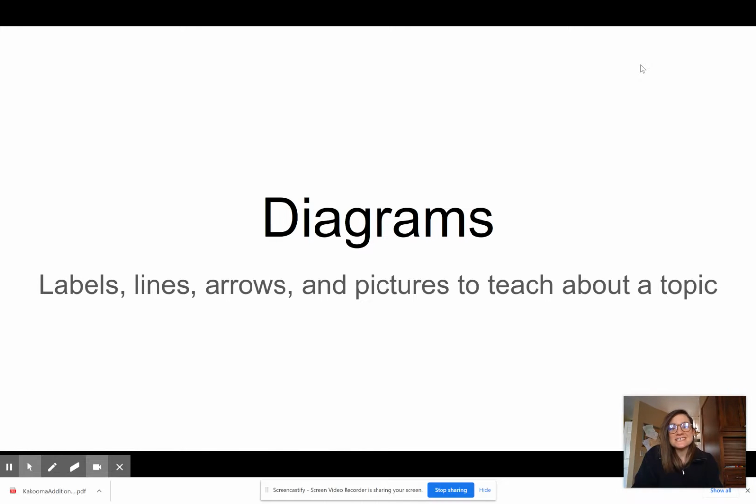All right, readers, today I'm going to talk to you about one more text feature, and the name of this text feature that you will see in both nonfiction and fiction books is called a diagram. Everybody say diagram. Diagram. So a diagram is when an author uses labels, lines, arrows, and pictures all combined to teach you more about a topic.